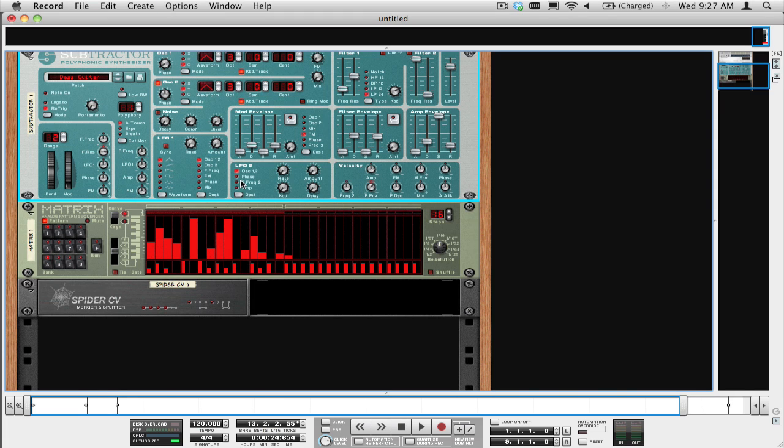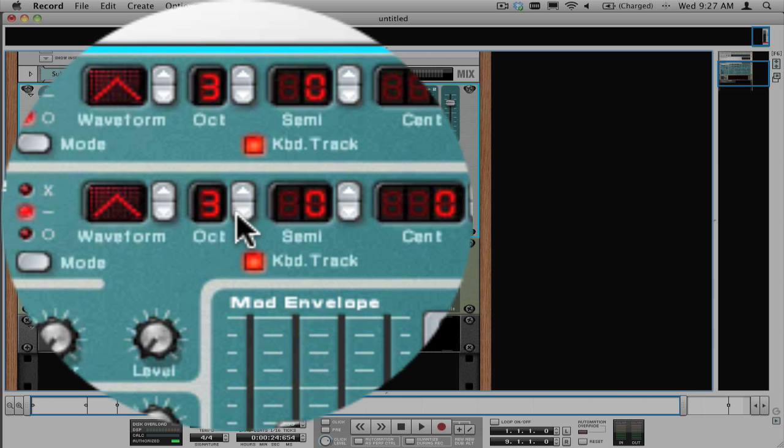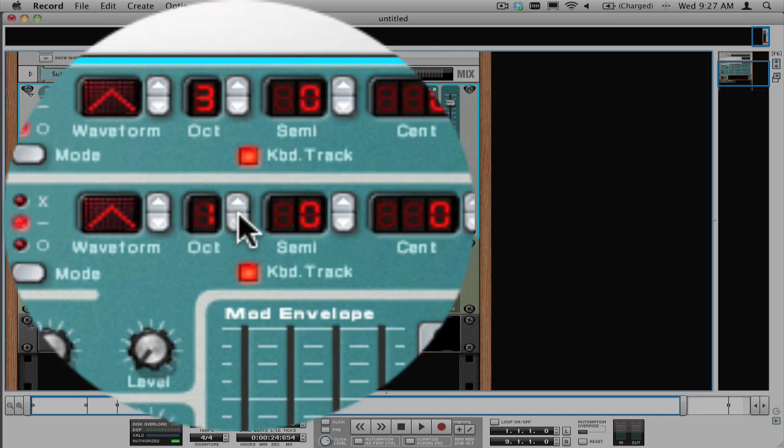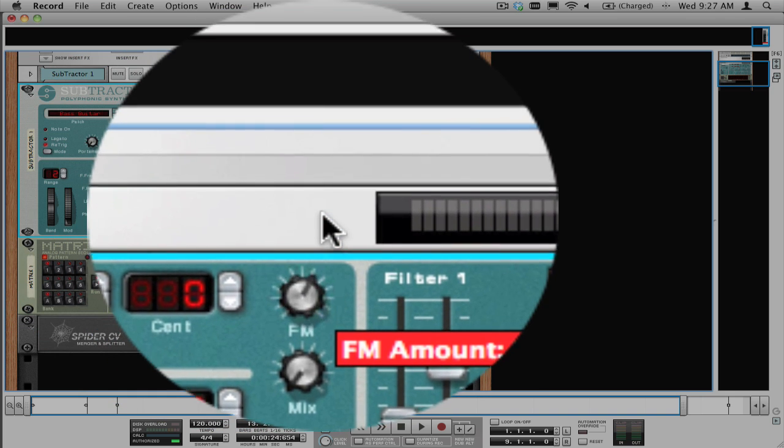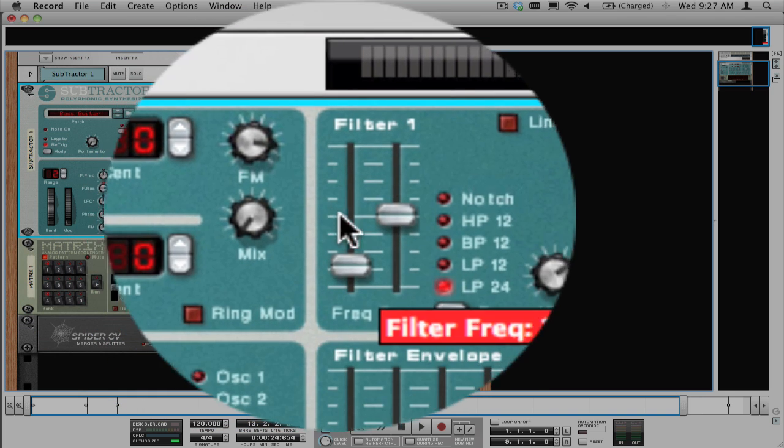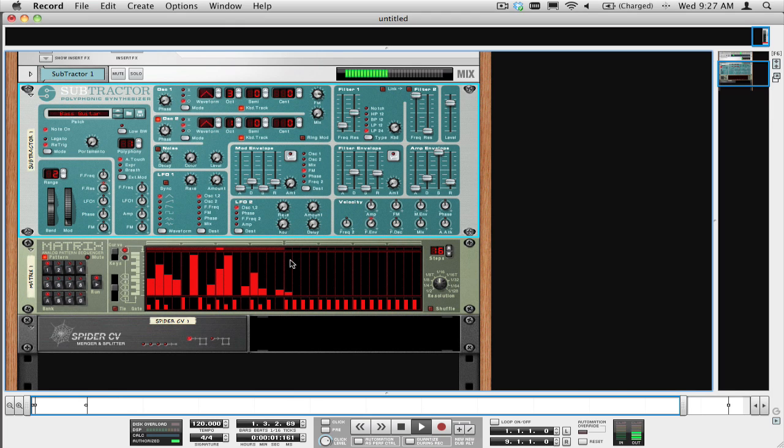Flip the rack around and change oscillator 2's octave to a value of 1 and turn the FM amount knob up to 105. Now play the pattern. Pretty cool, huh?